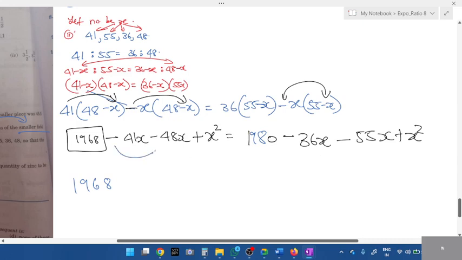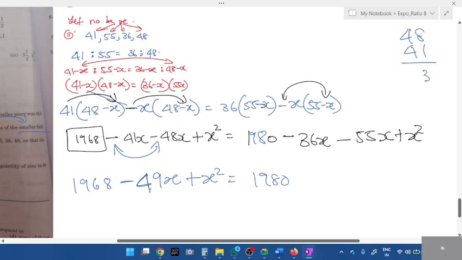Okay, what is minus into minus? Minus into minus is plus. 48 plus 41 is 89x. 89 is greater, there is a minus sign, so minus 89x. Is it clear? Next. What's the answer for this, students? 36 plus 55. How much is 36 plus 55? 91. 55 is greater, so minus 91x.